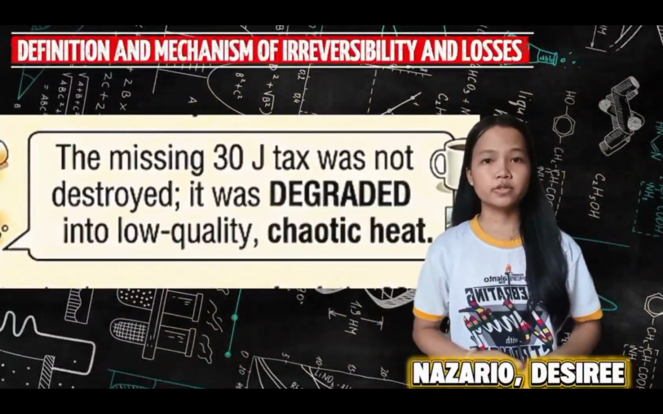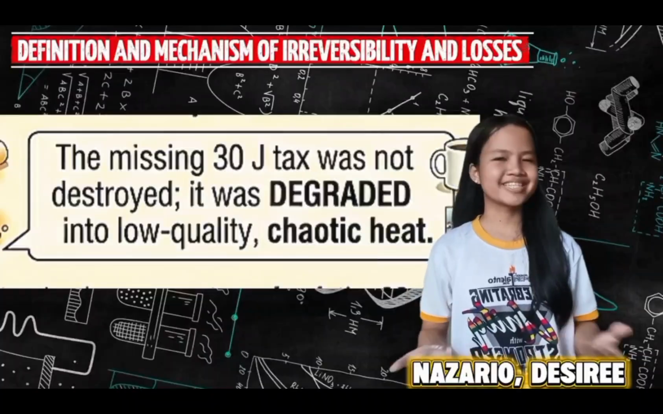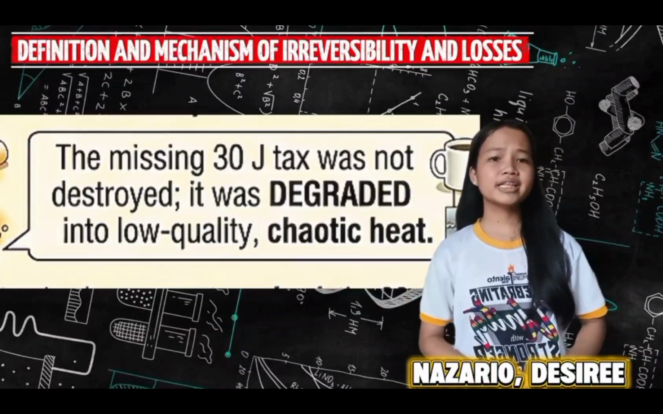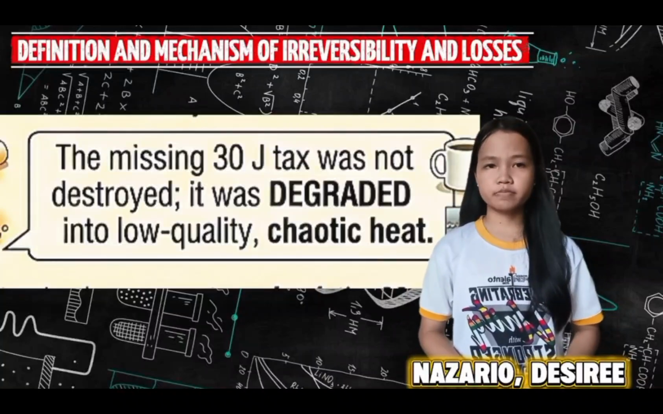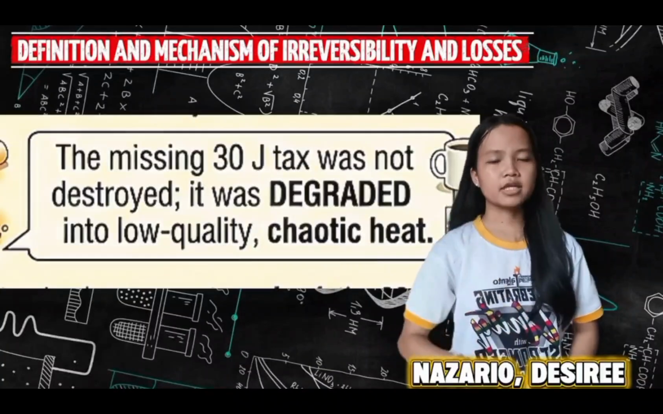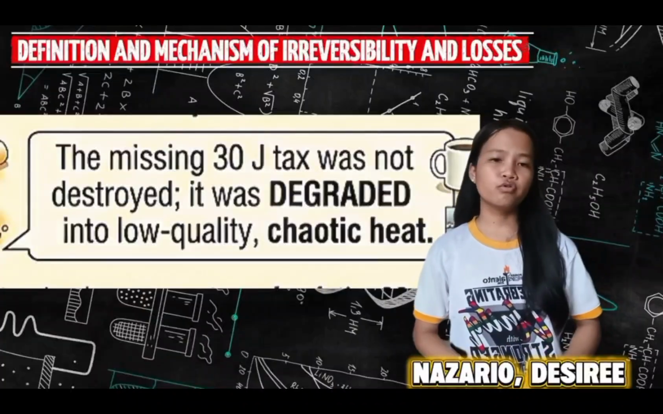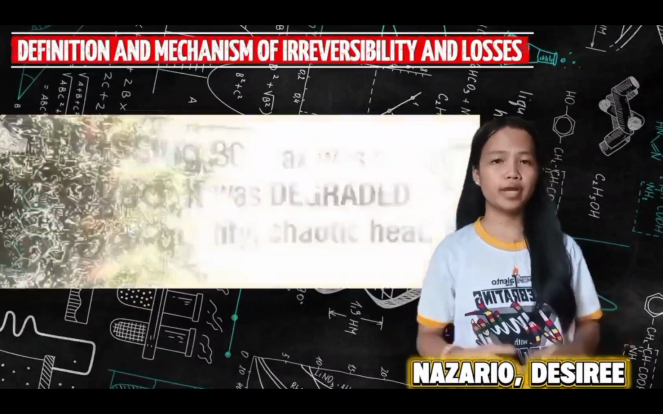Where do the 30 joules go? The missing 30 joules wasn't destroyed. It was degraded by the mechanism into chaotic, low-quality heat. To reverse the process and push the piston back up, you must pay back the 30 joule tax plus extra to fight friction again, proving that the process is strictly one way.